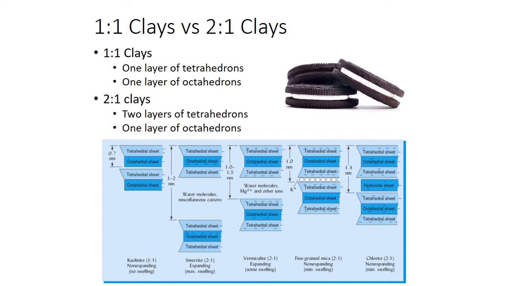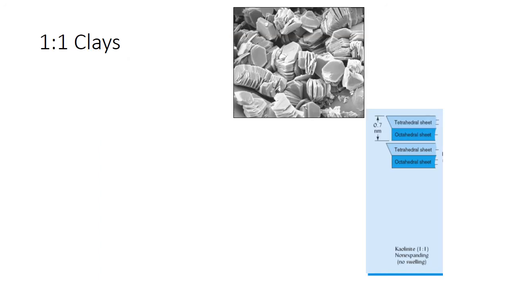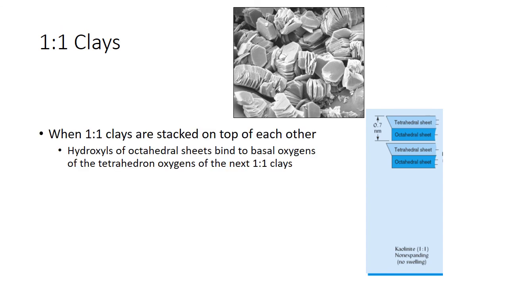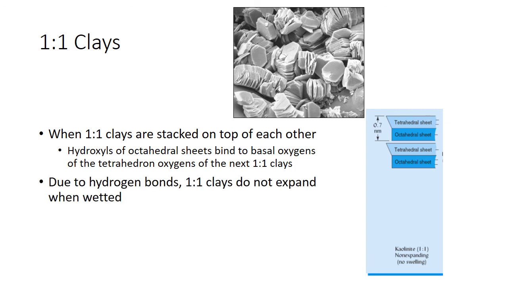Or we could leave them intact and there'd be a 2-to-1, or we can glue two Oreos together, and that would be like a non-expanding 2-to-1 clay. So 1-to-1 clays: when they're stacked on top of each other, we have an Oreo cookie and cream, we removed one of the cookies, and now we have another Oreo cookie and cream, and we can just stack those one on top of the other, and we end up with these 1-to-1 clays.